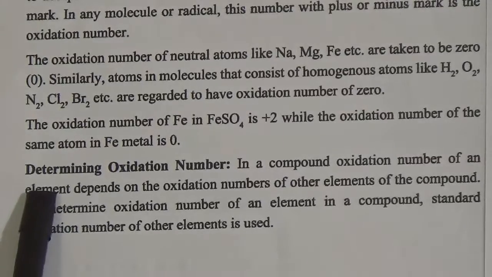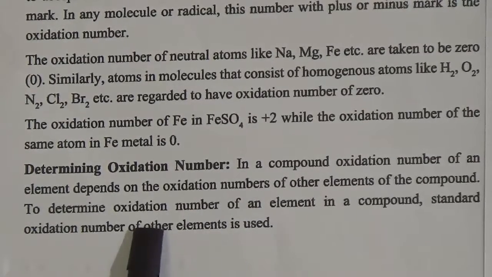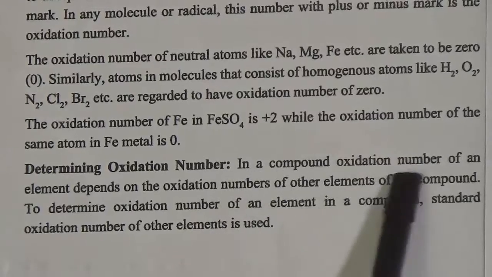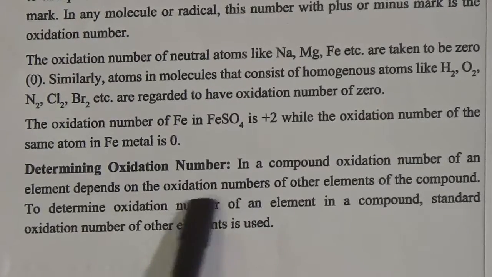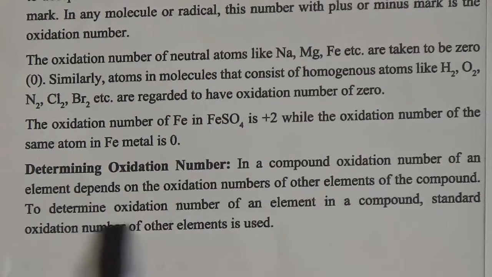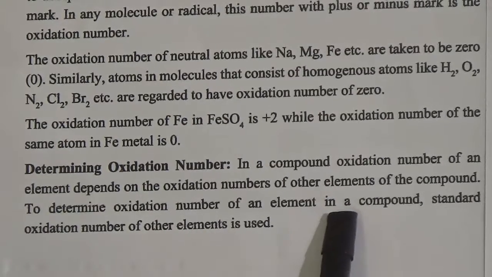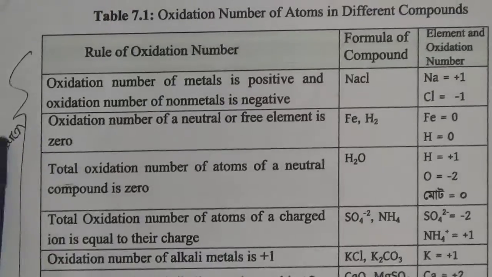Now let us see how we can determine the oxidation number. This procedure is very important for you. In a compound, the oxidation number of an element depends on the oxidation number of the other elements of the compound. To determine the oxidation number of elements in a compound, standard oxidation numbers of elements are used. Now come to the rules. These are the rules you have to learn.